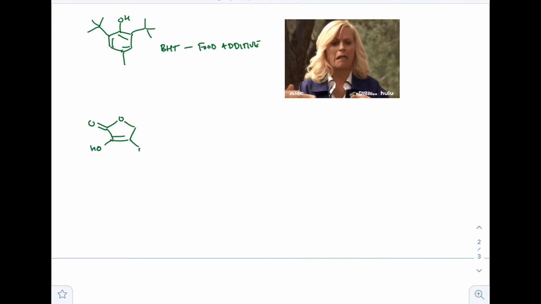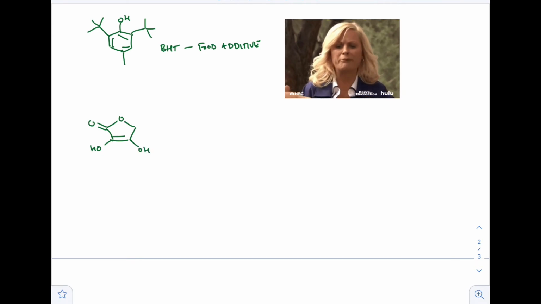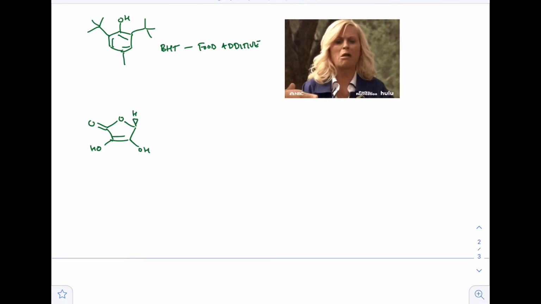But I don't like the idea of having something in my food as well as in the ether that I use in the laboratory. It grosses me out. But it's there indeed.